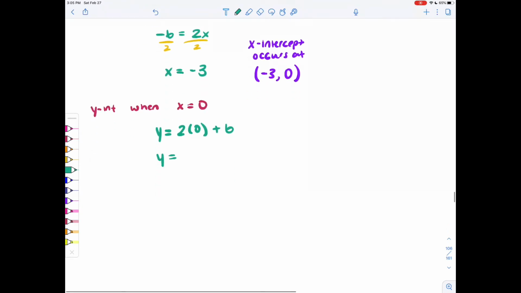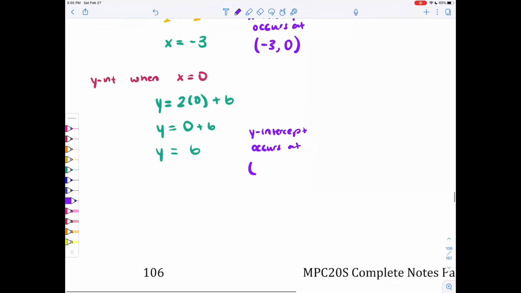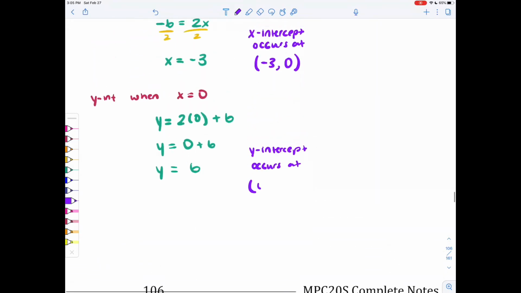So I get y is equal to 0 plus 6, so y is equal to 6. That is the value of y when I have my x-intercept. So again, I have to state this as coordinates. So my y-intercept occurs at the point 0, because that's the value of my x. Oops, sorry. And +6, so 0, 6.